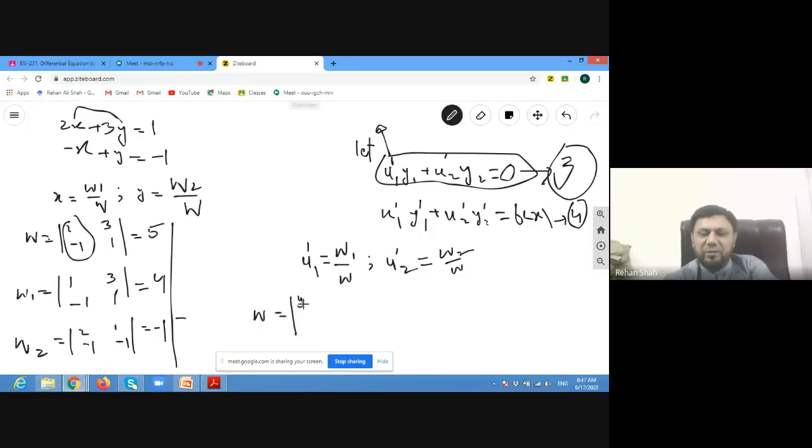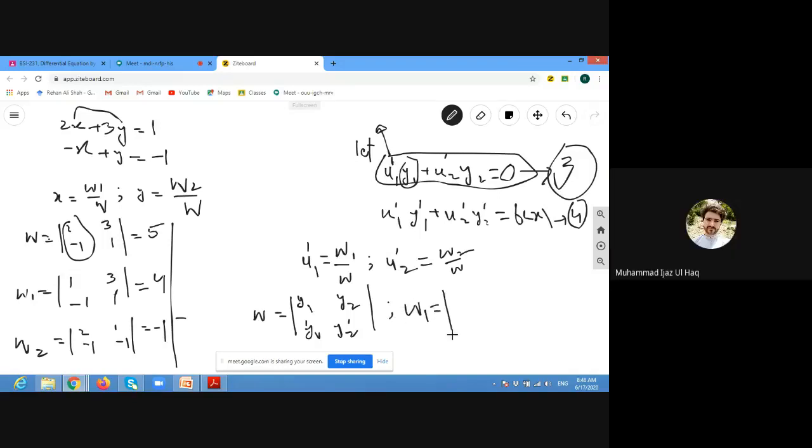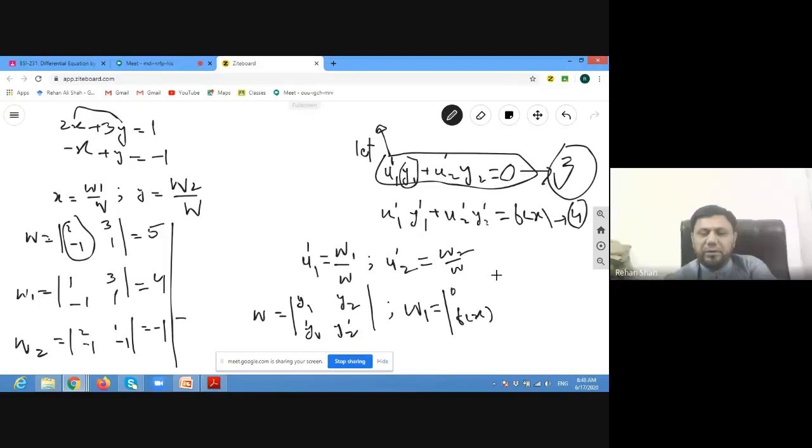The coefficient of u1 dash is y1, the coefficient of u2 dash is y2, and the coefficients in the next equation are y1 dash and y2 dash. This is your W. What is your W1? It is 0, f of x, y2 dash.